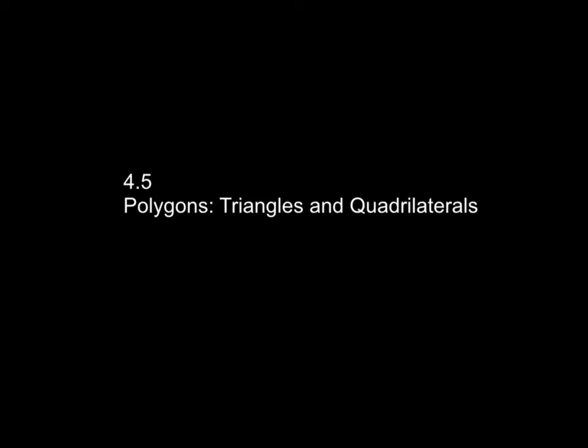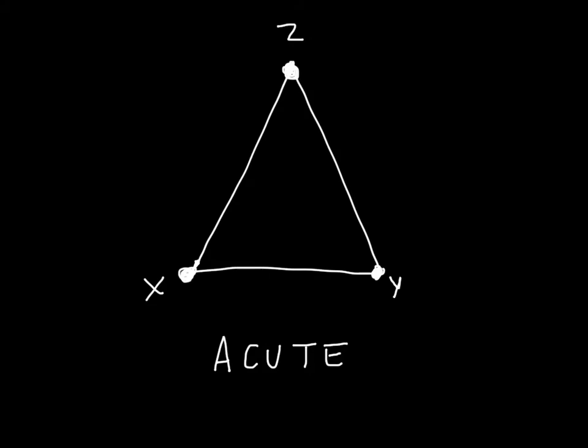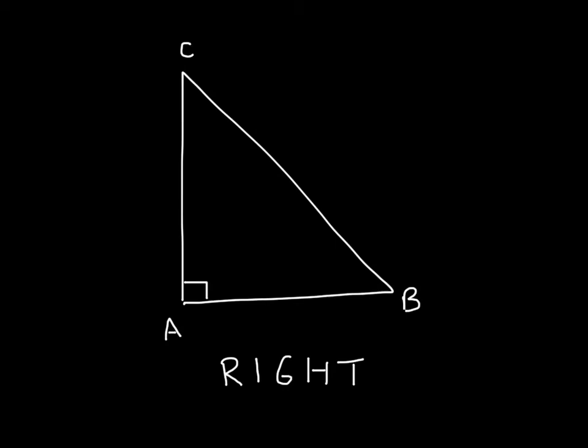In this section, I will cover a few different types of triangles and the definition of a few quadrilaterals. An acute triangle is a triangle in which all three angles are less than 90 degrees. So all three angles are less than 90 degrees. A right triangle is a triangle that contains one 90-degree angle.